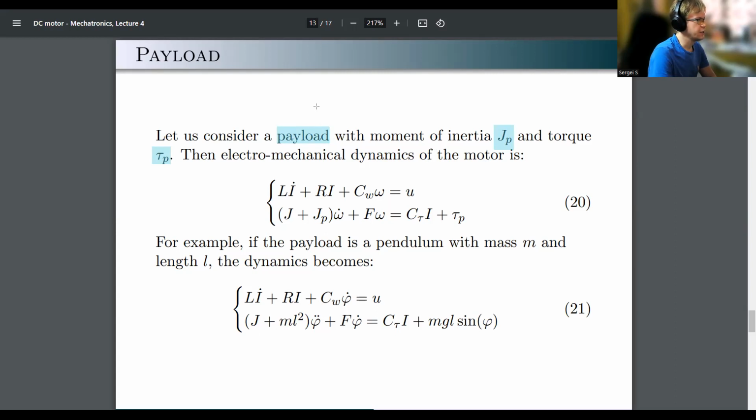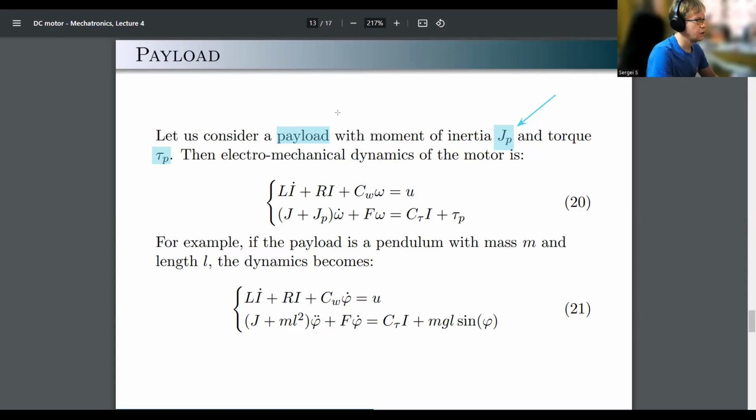So what do I mean by moment of inertia? The definition is from mechanics. So moment of inertia defines, for 2D motion at least, a ratio between the torque that is applied to an object and the rate of change of angular velocity. So moment of inertia for a payload means given a torque applied to the payload, what rate of change of angular velocity can you expect? The inverse of this coefficient would be the moment of inertia.